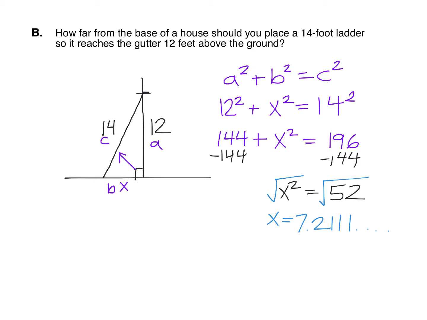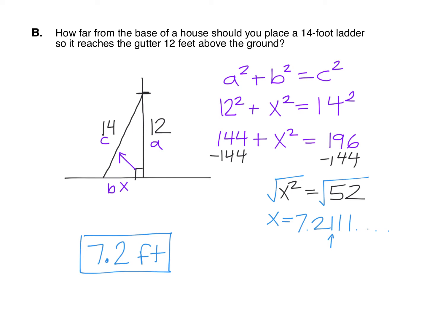To round to the tenths place, look at what's in the second decimal position, the hundredths place. It's a 1. That's going to round down. So it's going to stay as 7.2. So we'd want to place the base of the ladder 7.2 feet away from the house.